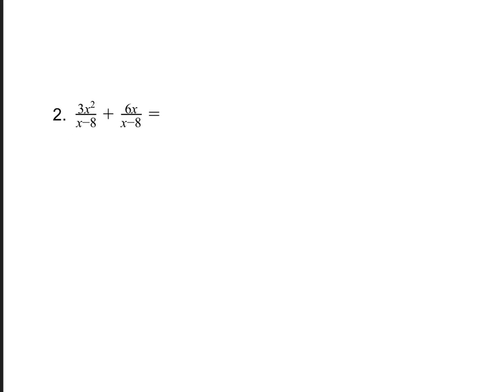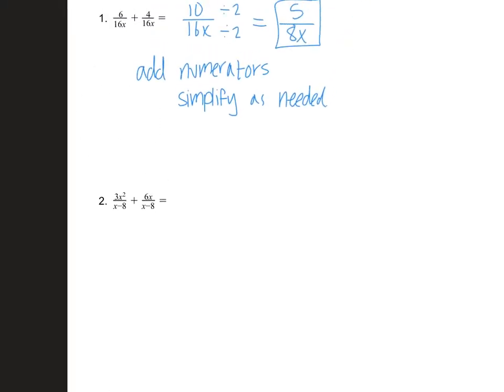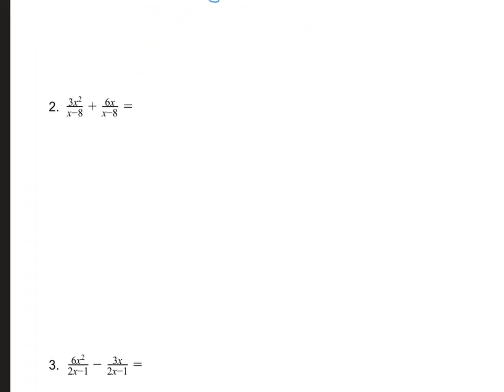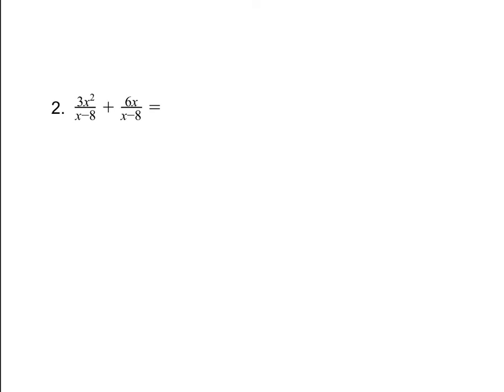So as we continue on, now we start to see that maybe these numerators aren't going to add up to a perfect number every single time. 6 plus 4 is an easy one. This one's not always going to be as easy. So 3x squared over x minus 8 plus 6x over x minus 8.